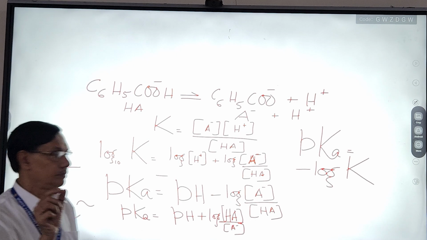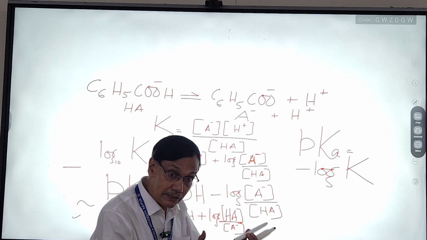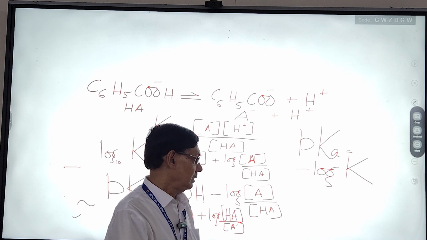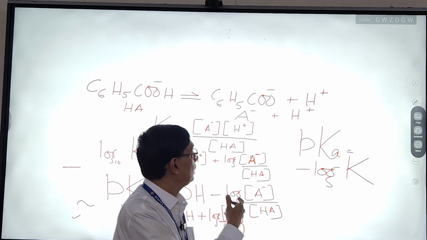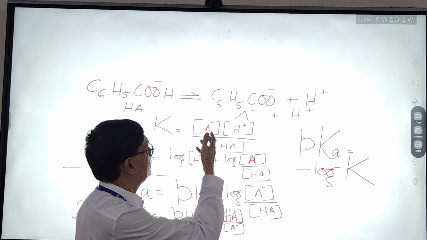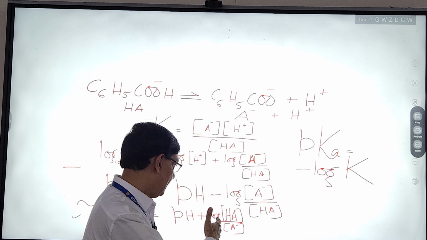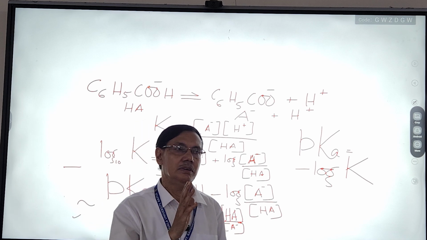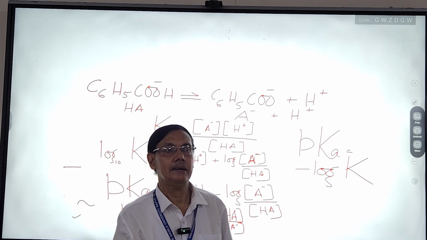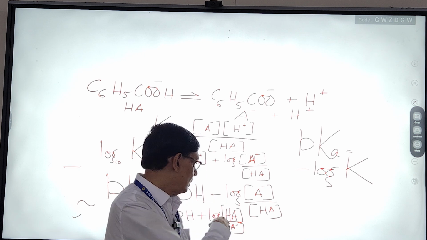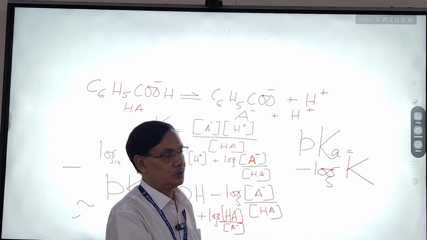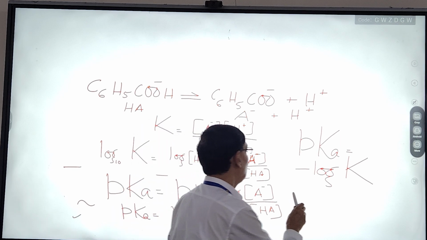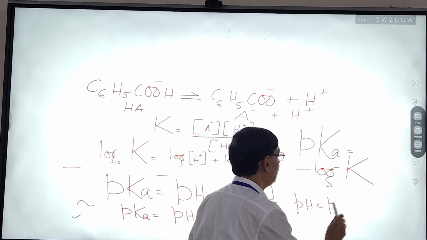And what I am telling you is that at the half neutralization point, if I take 1 mole of benzoic acid, it is neutralized by sodium hydroxide. So half of that acid is neutralized. If it is 1 mole, it is converted into 0.5 mole, and the remaining conjugate base is 0.5. So the concentration of HA and A negative is 0.5 mole. So this log term becomes 0, and pH is equal to pK. So that is one condition at half neutralization.